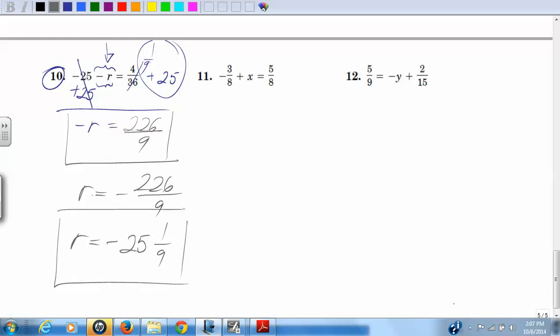You can go ahead and check if this proves your equation. Let's do the next one.